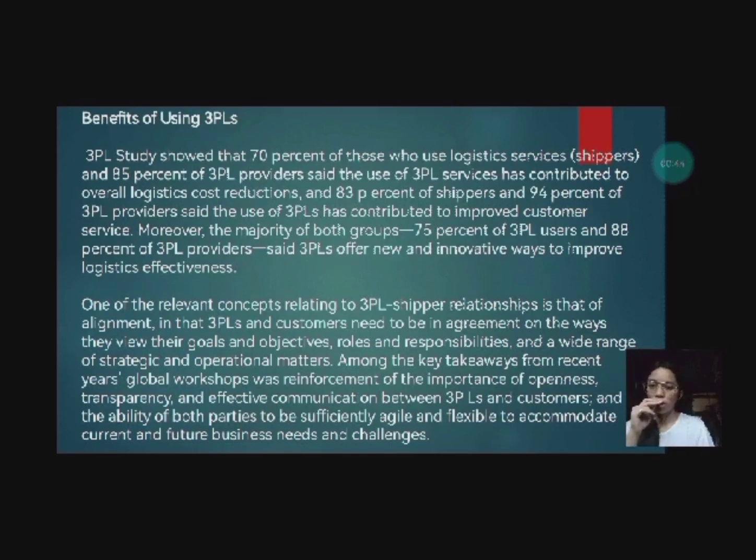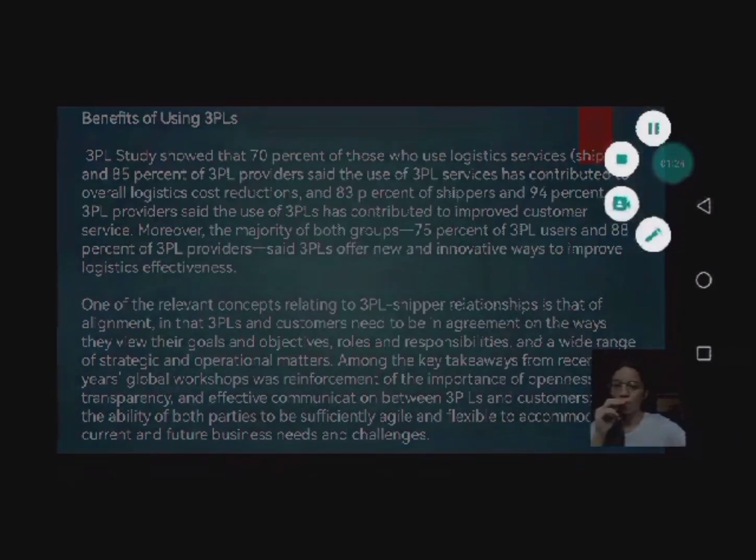One of the relevant concepts relating to 3PL-shipper relationships is that of alignment, in that 3PLs and customers need to be in agreement on the ways they view their goals and objectives, roles and responsibilities, and a wide range of strategic and operational matters. Among the key takeaways from recent years' global workshops was reinforcement of the importance of openness, transparency, and effective communication between 3PLs and customers, and the ability of both parties to be sufficiently agile and flexible to accommodate current and future business needs and challenges.